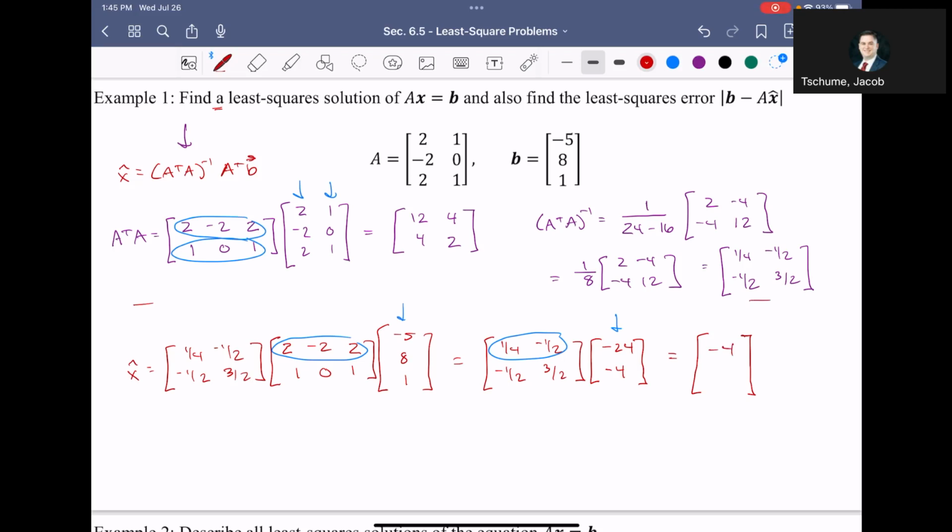And then second row times that column would be 12 minus 6, which is 6. I may have done that wrong. -1/2 times -24 is 12. 3/2 times -4 would be -6 in this case, because that's -12 divided by 2. So that should give you 6 here. Sorry, I had to do a little mental math without a calculator in front of me. All right, so this is what we claim to be our least square solution in this case.